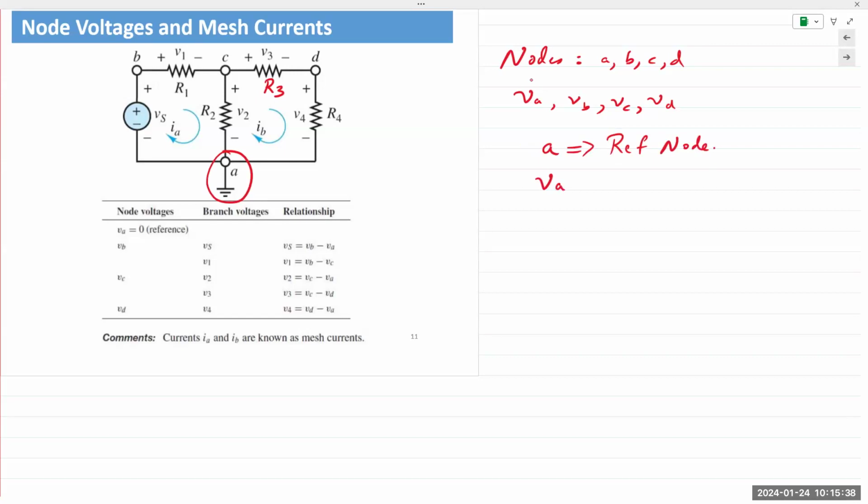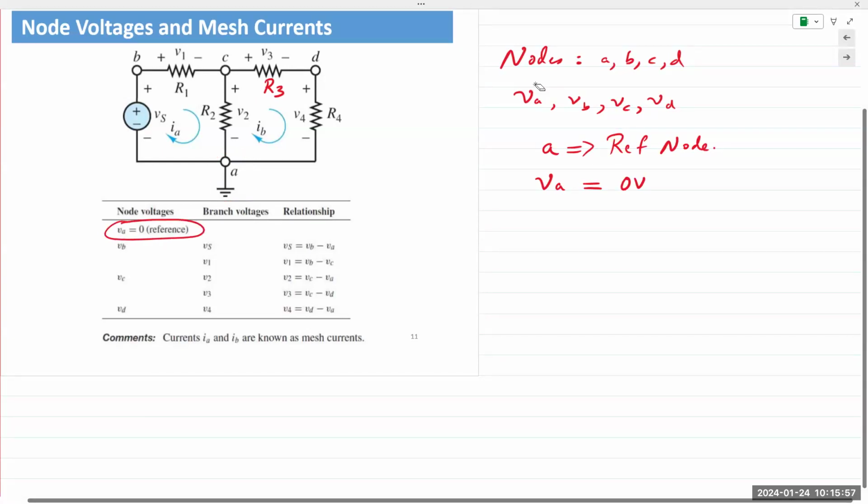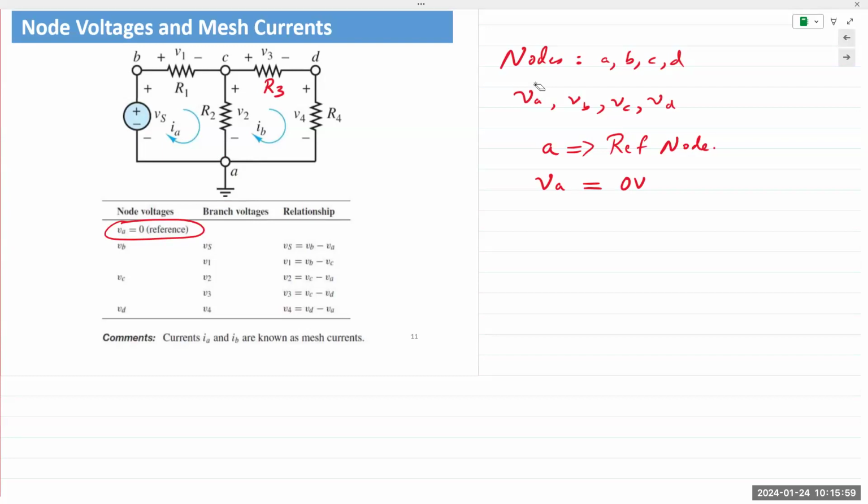And so VA, if you're measuring the potential at A with reference to itself, the obvious answer is that VA would be equal to 0 volts, which is noted right here. VA is equal to 0 because it is a reference node.